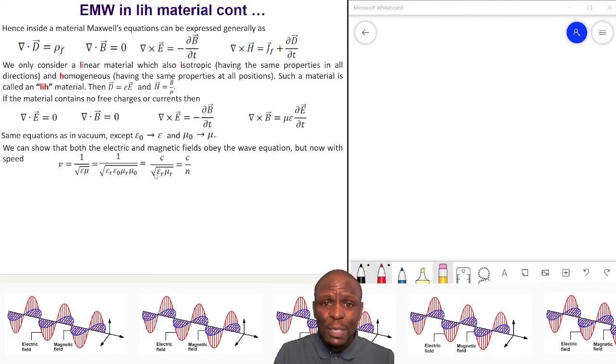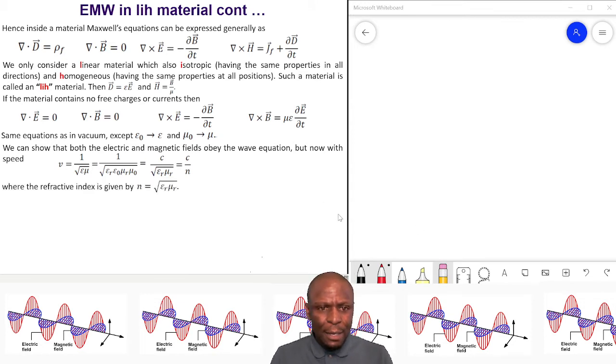And now we can also write this in terms of the index of refraction. The speed of light and the speed of these waves inside this material is just given by that equation. What I'm trying to say is that v is nothing else but c over n, where n is the refractive index of that material. Because the light might be traveling from one medium to the other. For example, it might be traveling from air to water or from air to glass and so on.